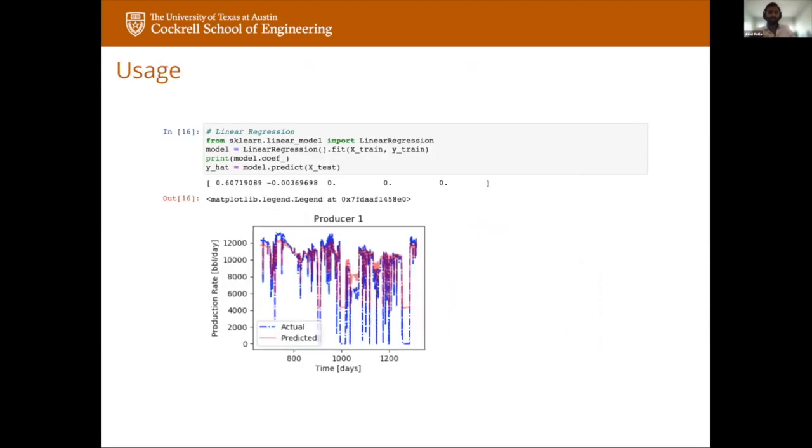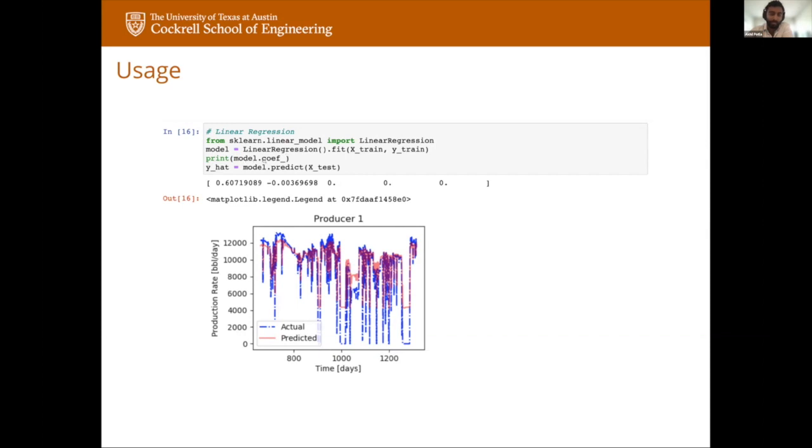One of the primary goals of this project was to have a very usable scikit-learn estimator for our CRM model. First, I'm going to show an example using linear regression. Here we just import our linear regression model from scikit-learn. Then we can initialize the model and fit it using the training feature matrix and the target vector.